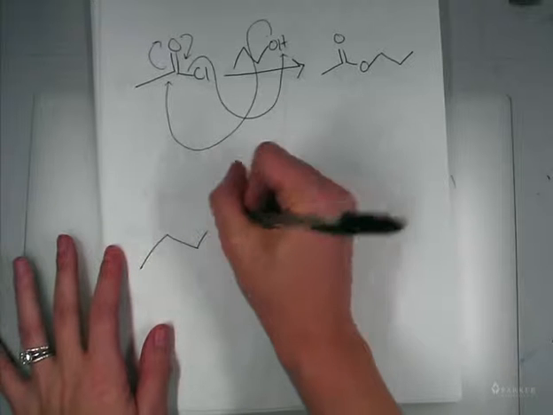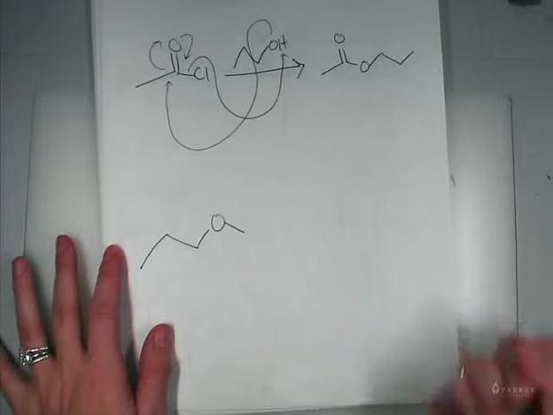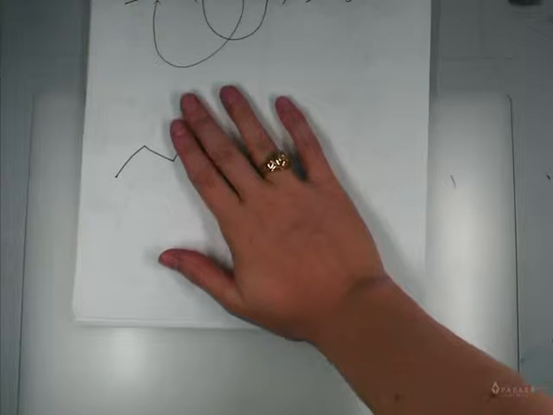So let's name an ether. Our ether is always carbon, O, carbon, so an oxygen between two carbons. Which side is more complicated? The left or the right? How many carbons are there to the left? Three, so that would be propane.